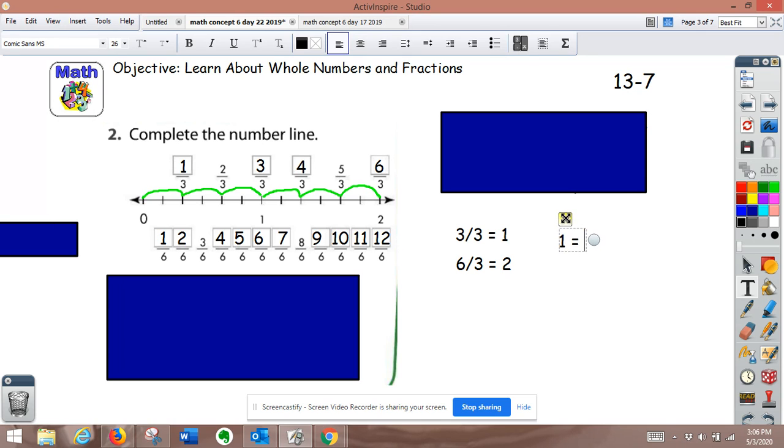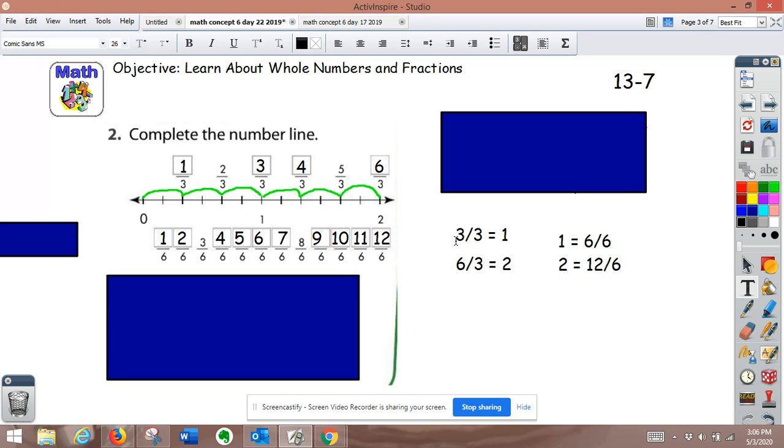Another name for the whole number 1. Here's my whole number 1. Here's another name for it: 6/6. Okay. What's another name for this whole number 2? Whole number 2 is 12/6. Another name for it. So again, I can name these whole numbers with a fraction name. I can represent the wholes with fractions.